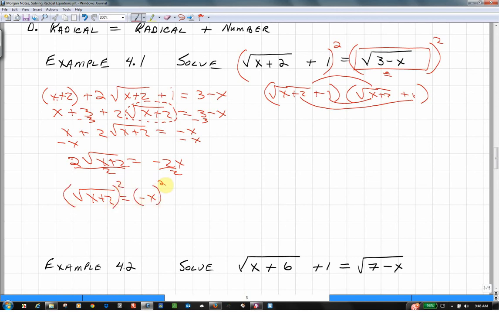When I square both sides, whatever's under the square root is going to pop out of there, and a negative x squared is x squared. So now I'm going to rewrite this so that it's a quadratic. I'm going to move the x squared to the left. Well, actually, let's just leave it like this. 0, subtract x from both sides, subtract the negative 2. I get x squared minus x minus 2.